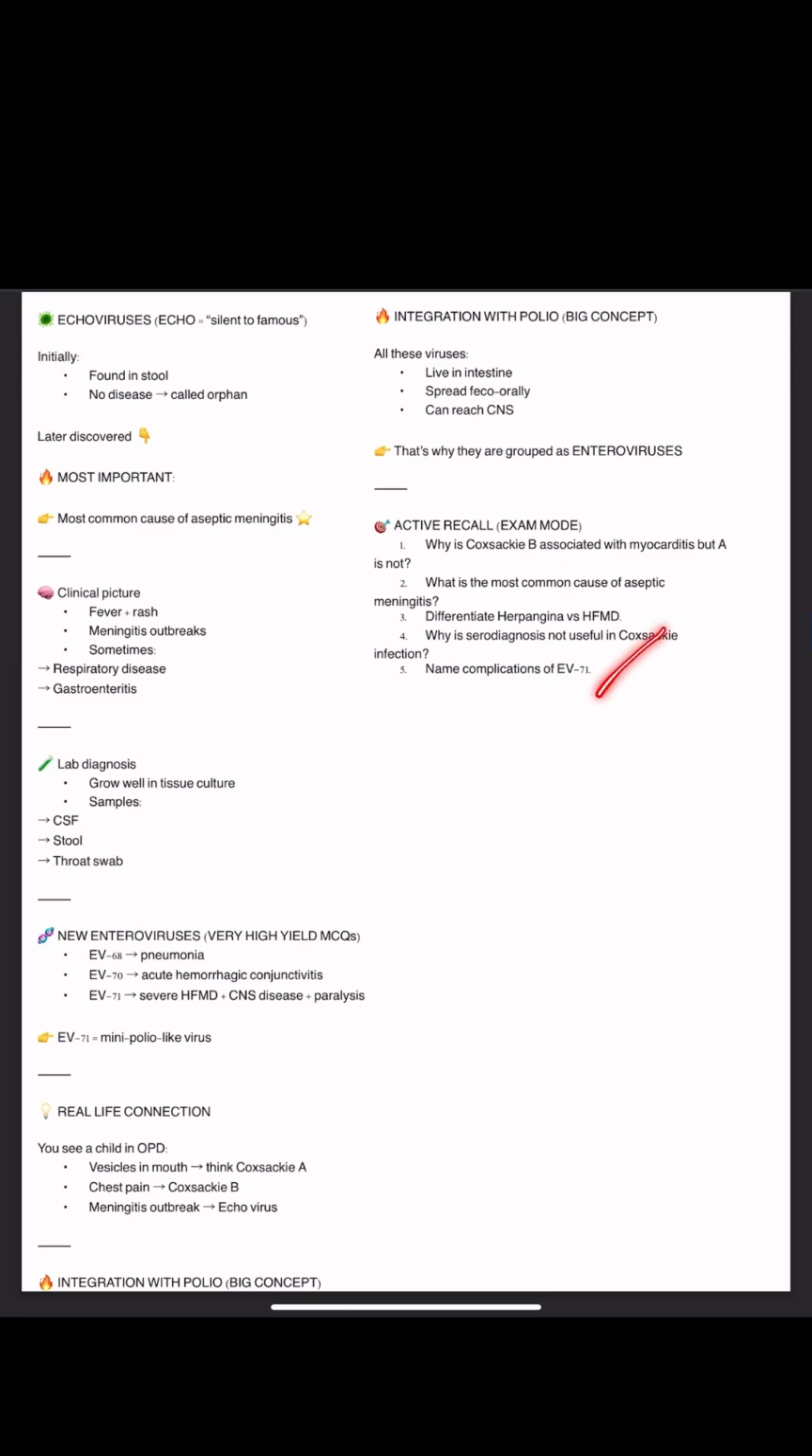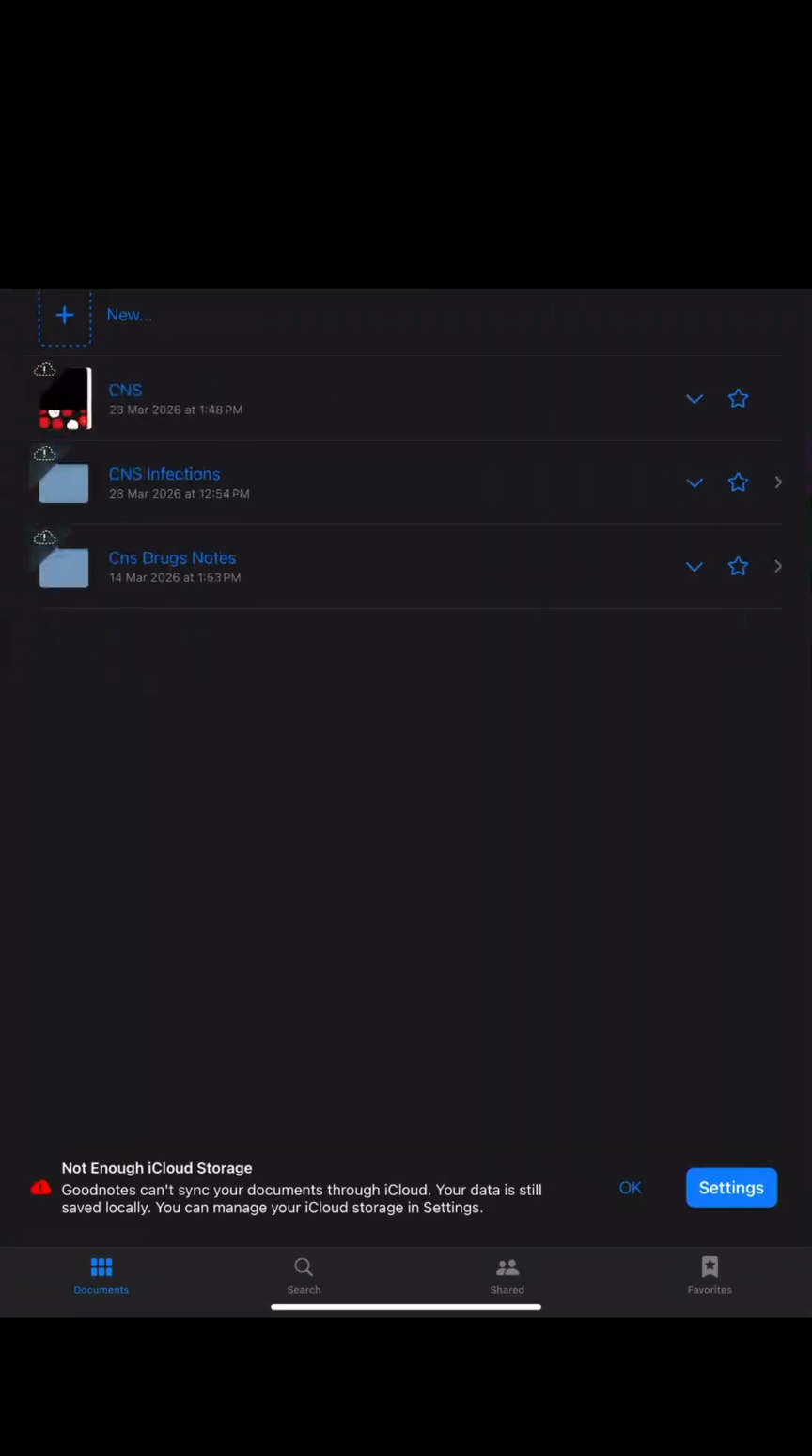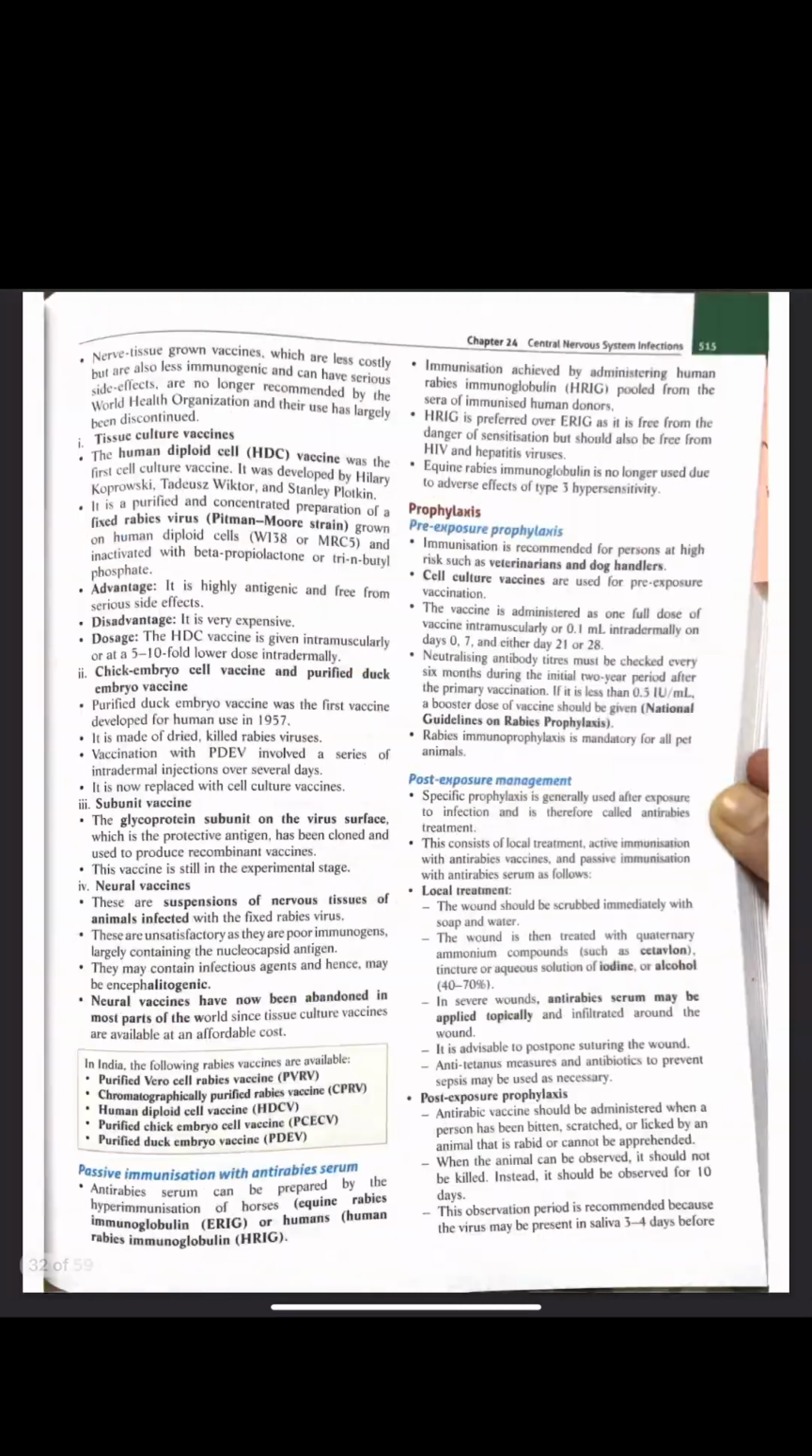Name a complication of EV71. It can cause severe HFMD, CNS disease, and paralysis, and it's a mini polio-like virus. Okay, now let me see what the book says about those other echoviral diseases.